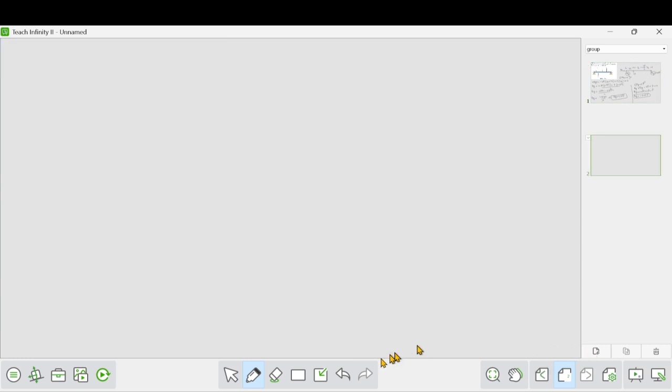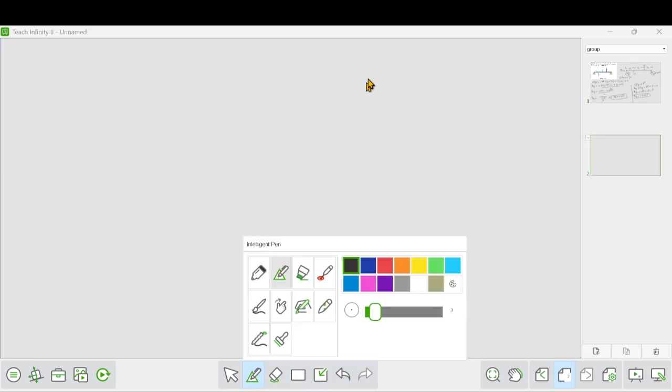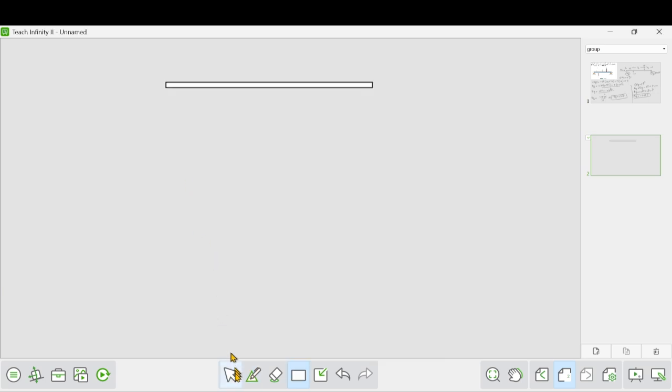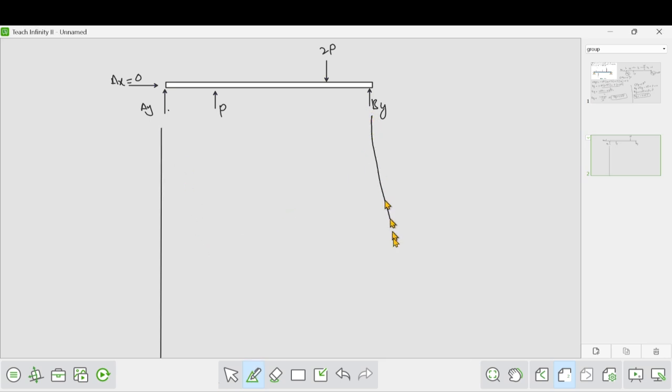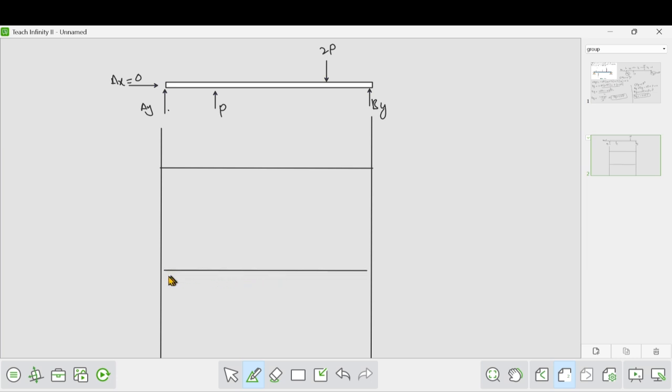Okay, now we will draw the shear force and bending moment diagram. We have found the reactions. This is our beam, and this is Ay and this is Ax, this is By, and this is P load and this is 2P load. Ax equal to 0. So there will be a shear force diagram and there will be a moment diagram. Okay, so this length is 0.5, this is 0.75, and this is L.